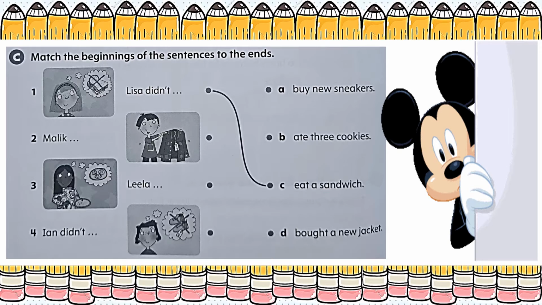Malik. Can you look at the picture of Malik? See what Malik is doing. See, here is Malik. Now, what do you think is the second part of your sentence? Very good. Bought a new jacket. Now, we use the word bought because there's no word did. How about for number 3? Here is Leela. Now, what do you think is the second part of your sentence?